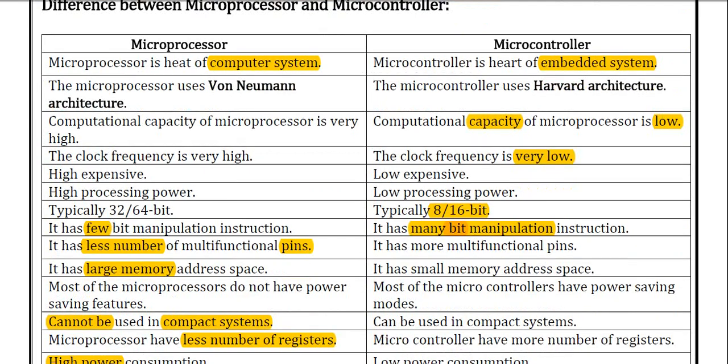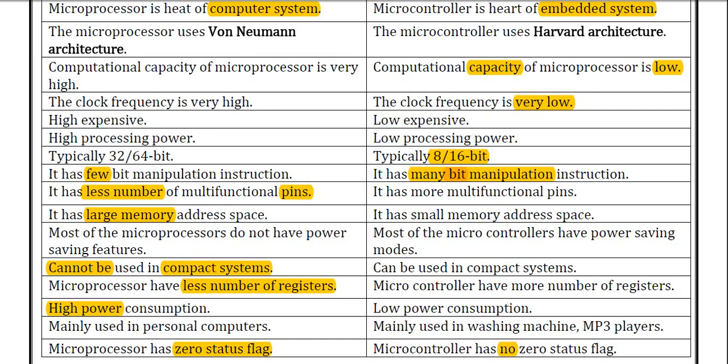Here are some differences between microprocessors and microcontrollers. First, you need to know what a microprocessor and a microcontroller are. The microprocessor is the heart of the computer, but the microcontroller is the heart of the embedded system. The microprocessor has a Von Neumann architecture, and the microcontroller does not. The microprocessor is highly expensive, but the microcontroller is less expensive. The microprocessor has high processing power, but the microcontroller doesn't.